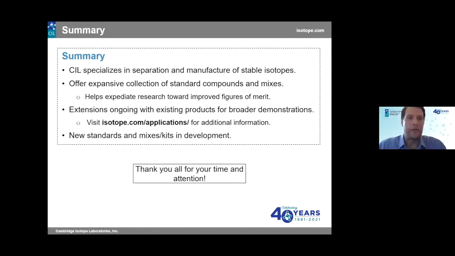So to summarize, CIL specializes in the separation and manufacture of stable isotopes and its compounds. We offer a diverse and expansive collection of standard compounds and its mixes, which should help expedite research toward improved analytical figures of merit. Extensions are ongoing with our existing product portfolio to show the applications in new light, while new standards and mixes are in development as well as in discussion.